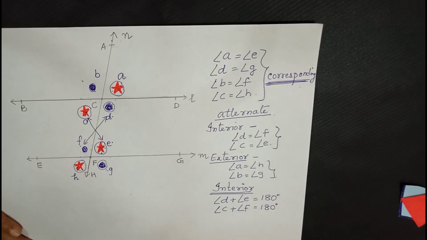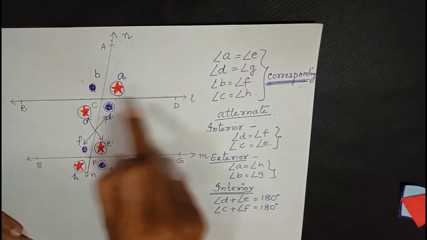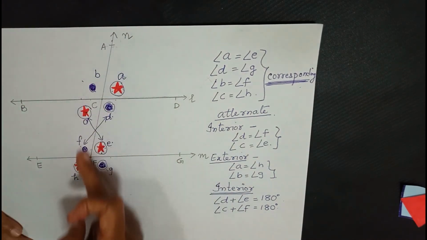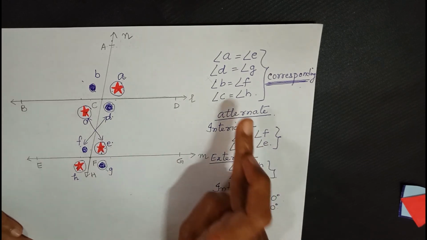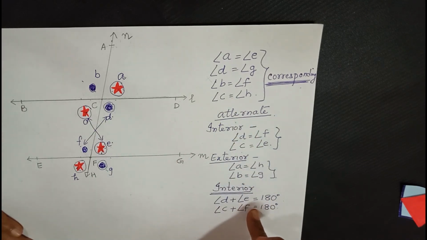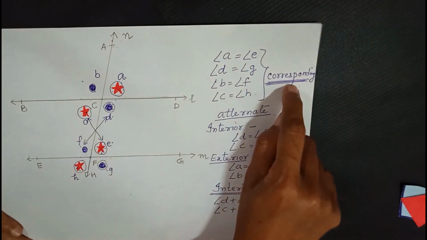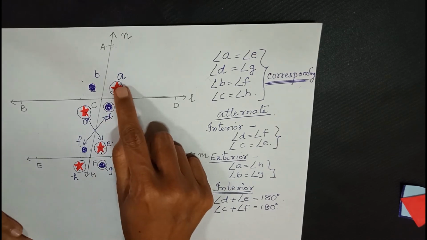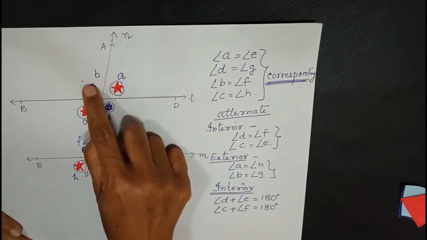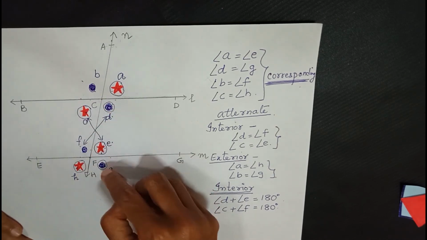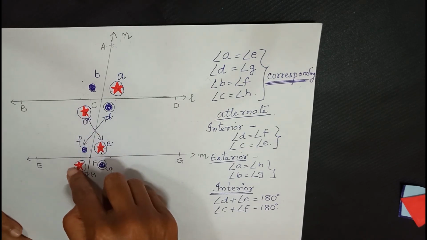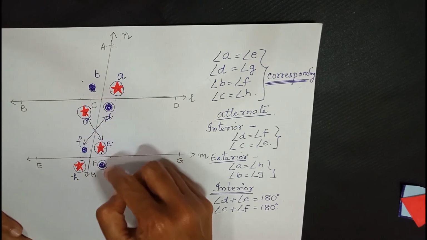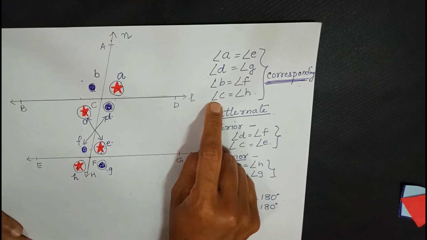So let's very quickly revise what we learned. That is, when two parallel lines are cut by a transversal, we get three different pairs of angles: corresponding, alternate and interior. Now corresponding angles are four pairs. And what did we see? Can you see from here? One red, so one red. One blue, one blue. Blue and blue. Red and red. That means what we get is corresponding angles are equal in measure.